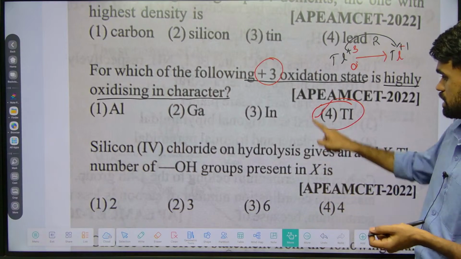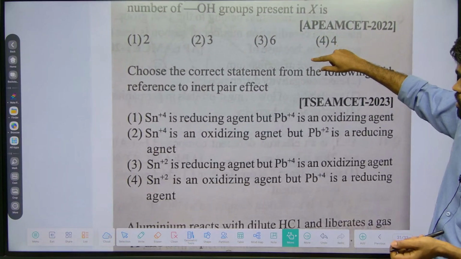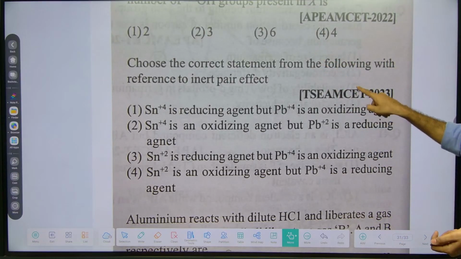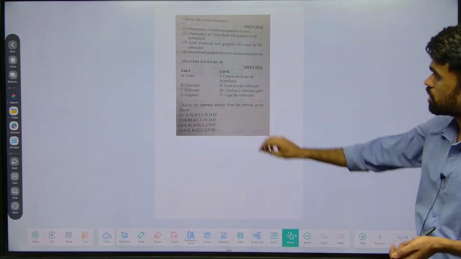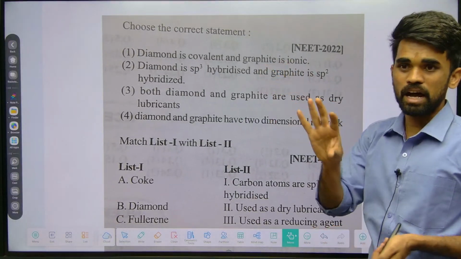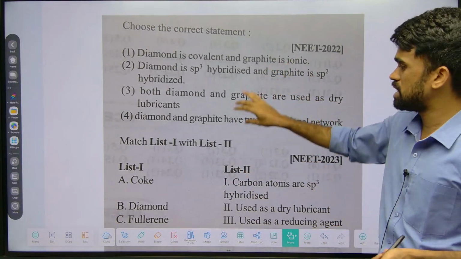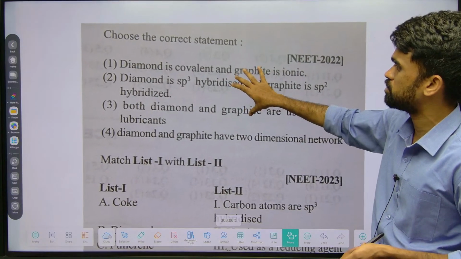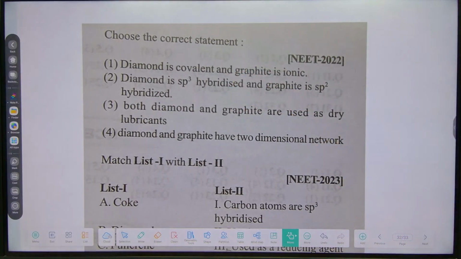Okay, next question here. We'll see this in the next class. Can you match these? You know about diamond and graphite? I think you studied. Based on the knowledge you have, just answer me this. Diamond is covalent, graphite is ionic? No, both of them are covalent.